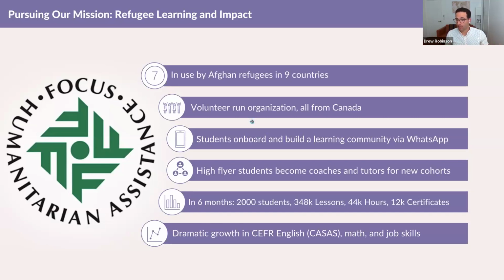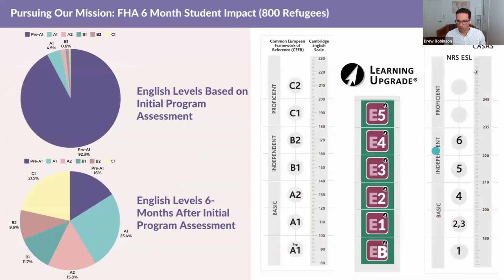As the students work through Learning Upgrade, those that ended up completing our entire English track became the WhatsApp group leaders for the next cohort or the next quarter of learning for the students. And those were our high flyer students. But you can see here, they logged 44,000 hours in a 6-month period and earned over 12,000 certificates. So we'll get into that a little bit. What is a certificate? In short, it's a full Learning Upgrade course that covers a full grade level of academic content. And you can see here what the growth looked like.